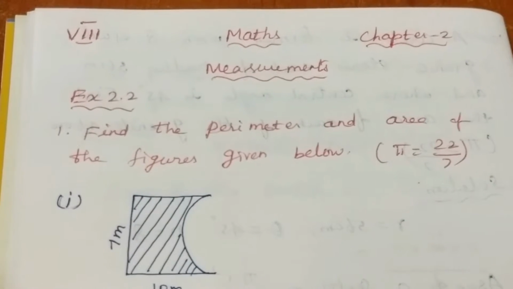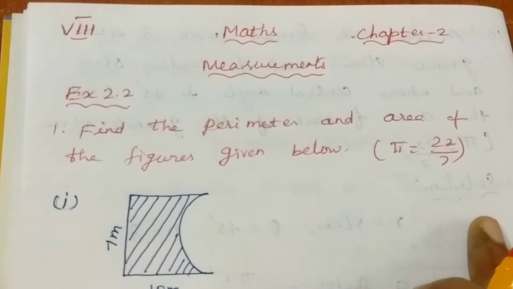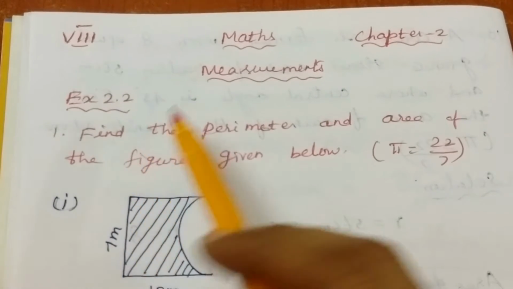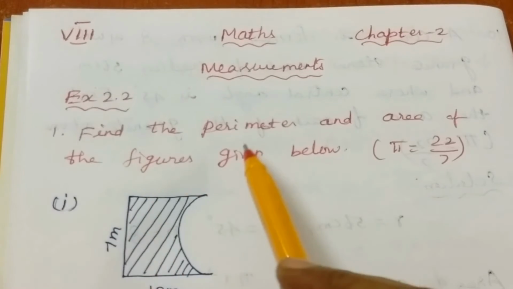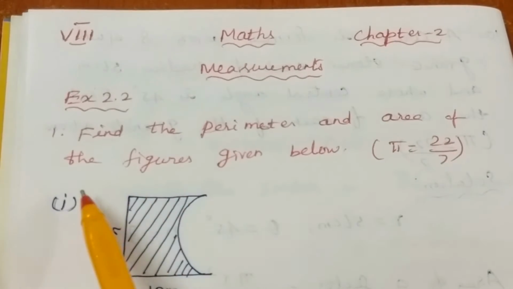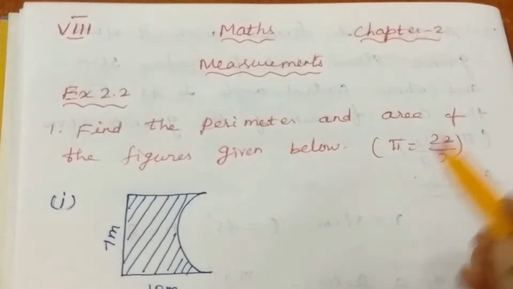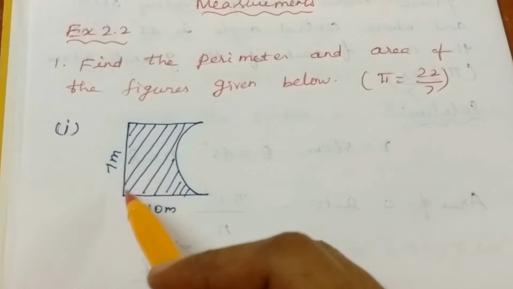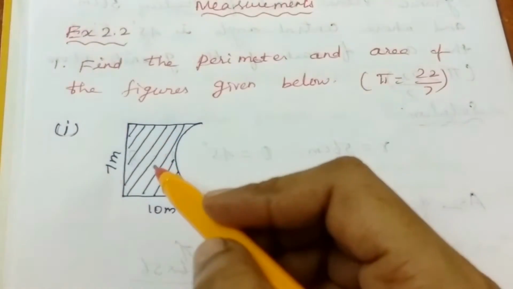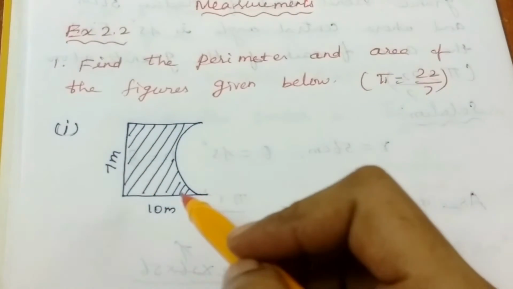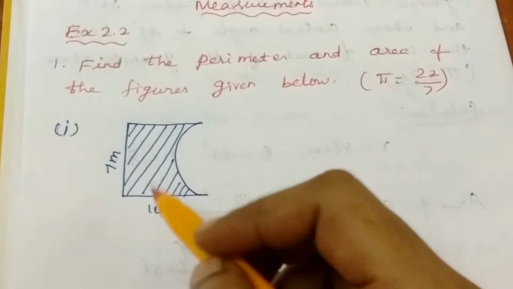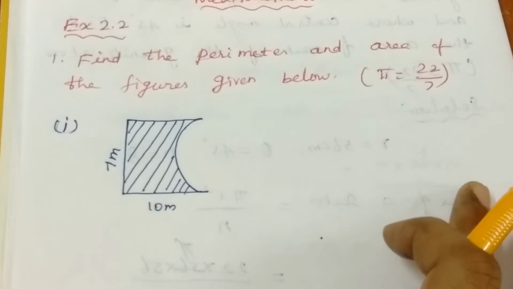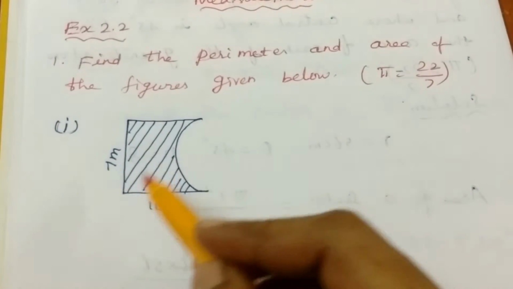Hello students, in this video we are going to learn 8th standard maths chapter 2 measurements exercise 2.2 first sum. Find the perimeter and area of the figures given below. Take pi as 22/7. So look at your first diagram. We have to find out the area of this shape as well as the perimeter also. First we have to find out the perimeter of this combined shape.